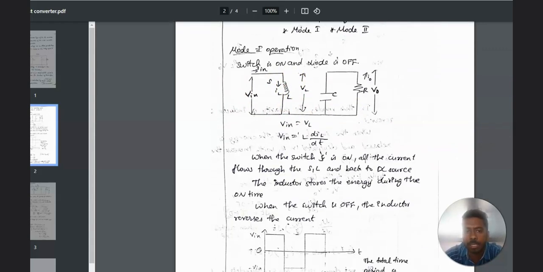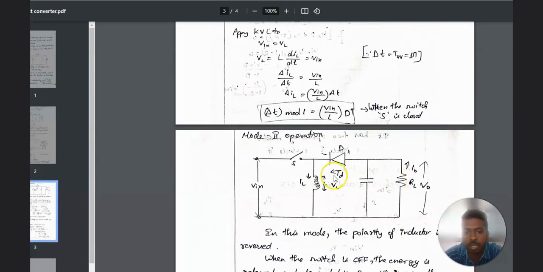In the second mode of operation, the switch is turned off. That is, the circuit becomes an open loop. Now whatever energy is stored in the inductor discharges through this loop, and the diode becomes forward biased. That is, in mode 1 operation the diode is reverse biased and does not conduct any current, whereas in mode 2 operation the diode becomes forward biased and conducts current.